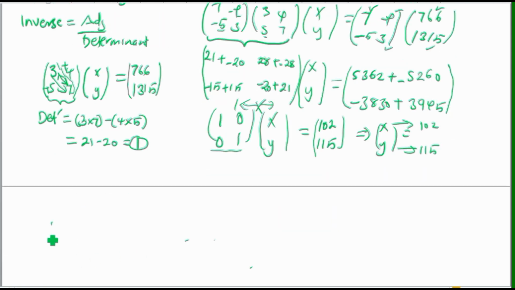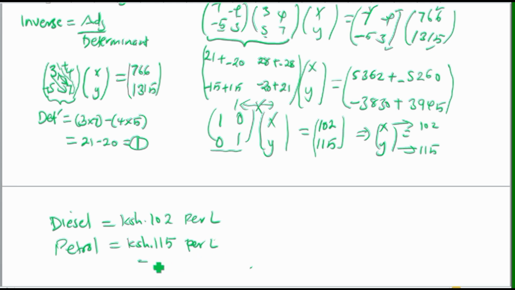And we said that a liter of diesel was x shillings. So it means the cost of diesel is 102 per liter, and the cost of petrol per liter is Kenya shillings 115. This is how we solve such a question.